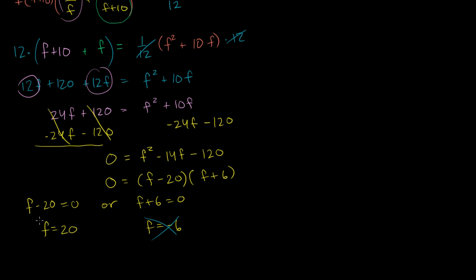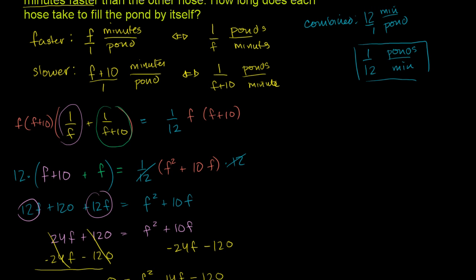So this is how many minutes it takes the fast hose to fill the pond. f is equal to 20. So this right here, the faster hose, takes 20 minutes per pond. So 20, I'll write it here. 20 minutes per pond is the fast hose. And then the slower hose takes 10 minutes more. It's f plus 10. So it takes 30 minutes per pond. And we're done. I don't want to confuse you with this stuff. The faster hose takes 20 minutes. Slower hose takes 30 minutes per pond.